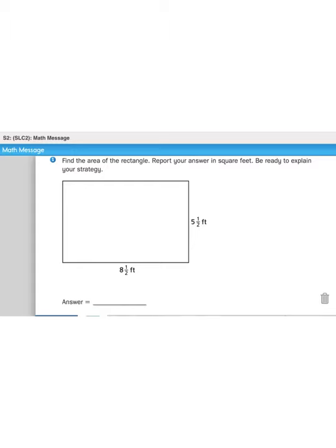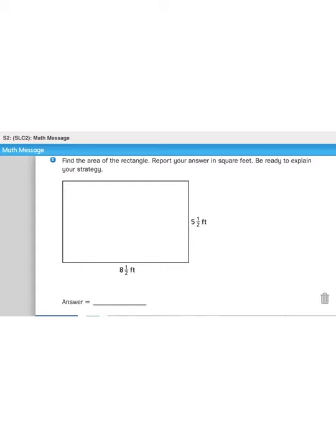For our math message today, you need to solve problem 1 on journal page 240 and be ready to explain your strategy. I have included the math journal pages in the module for you to look at while we're going through this. So number 1 says, find the area of the rectangle, report your answer in square feet, and be ready to explain your strategy. So take a few minutes and solve the area of that problem, and then restart your video.